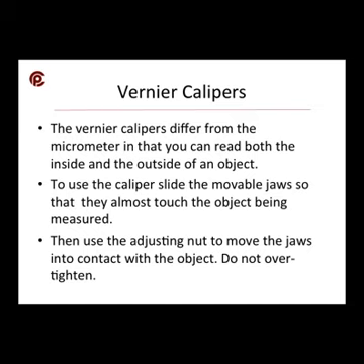The Vernier Calipers are another tool of measurement. They differ from the micrometer in that you can read both the inside and the outside of an object. To use the calipers, slide the movable jaws so that they almost touch the object being measured, and then use the adjusting nut to move the jaws into contact with the object. Do not over tighten.